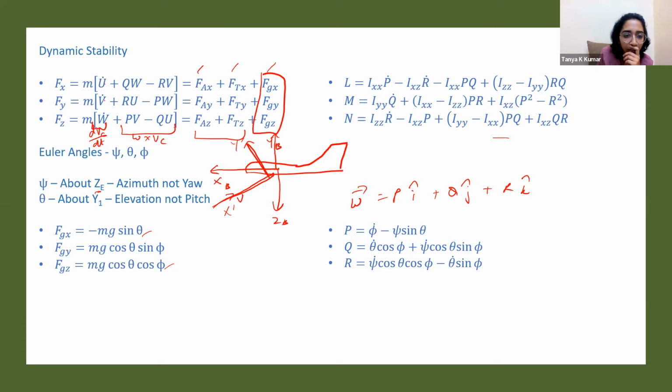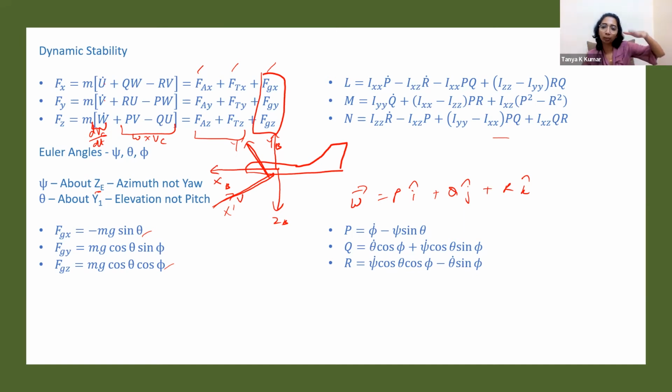Of these three forces acting on the aircraft, aerodynamic, thrust, and gravitational, exactly. Your aerodynamic forces and thrust forces are measured in the body frame. Your lift and drag are the aerodynamic forces. They are measured in the body frame because your velocity is also measured in the body frame. So your half rho V squared S CL, all of that, the V is in the body frame. So your FAX, FAY, FAZ are in the body frame. Then FTX, FTY, FTZ are the propulsive forces, again measured in the body frame.